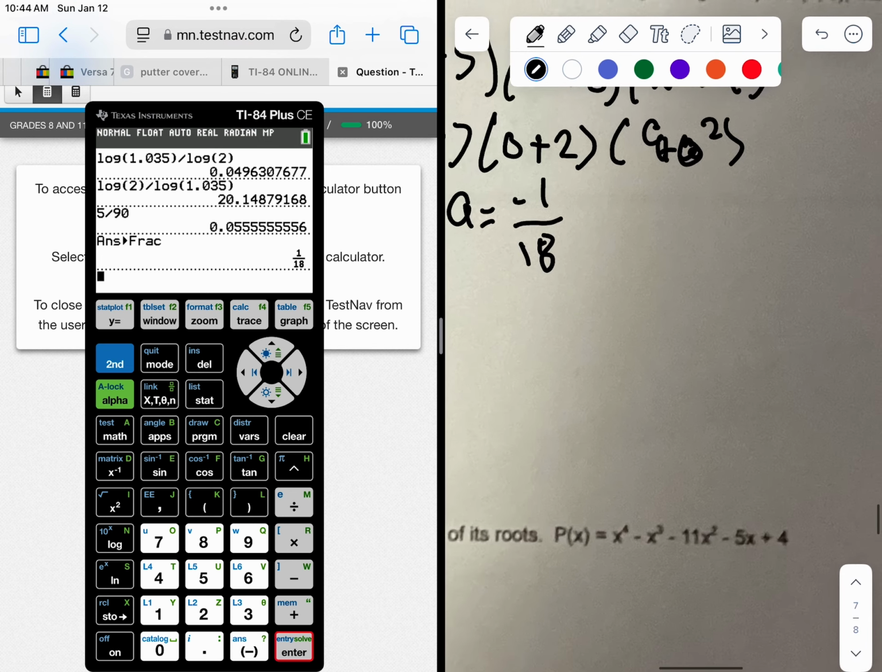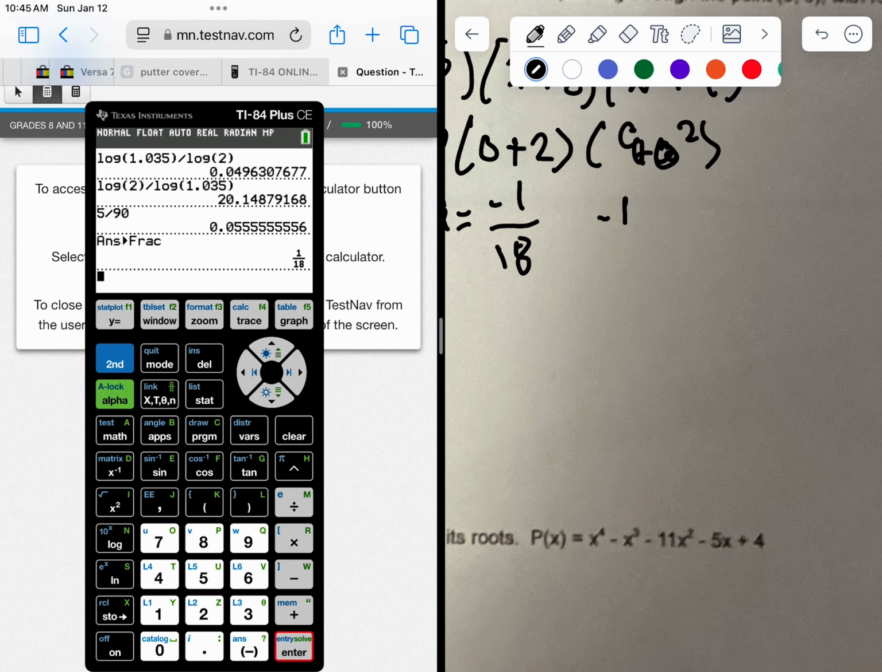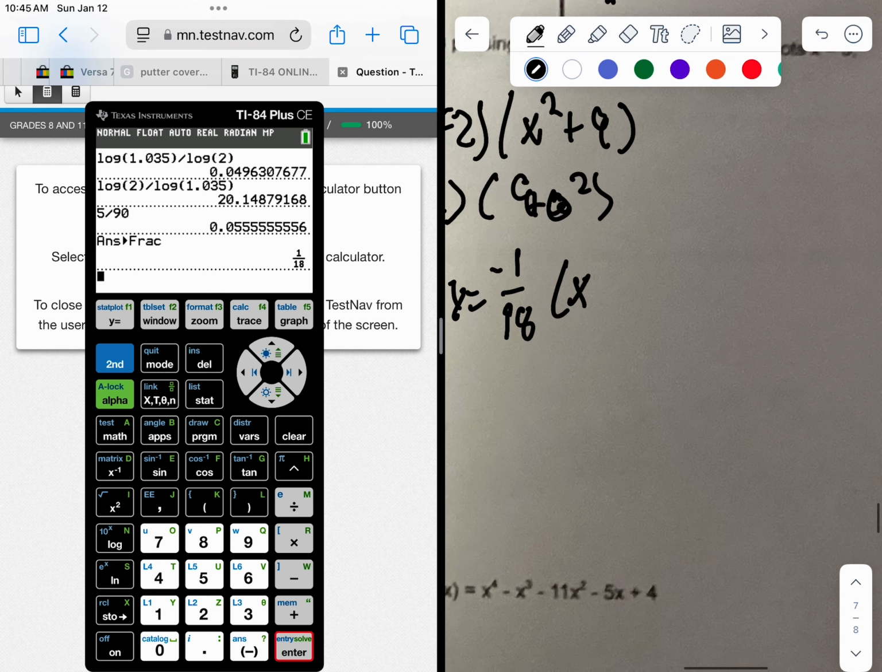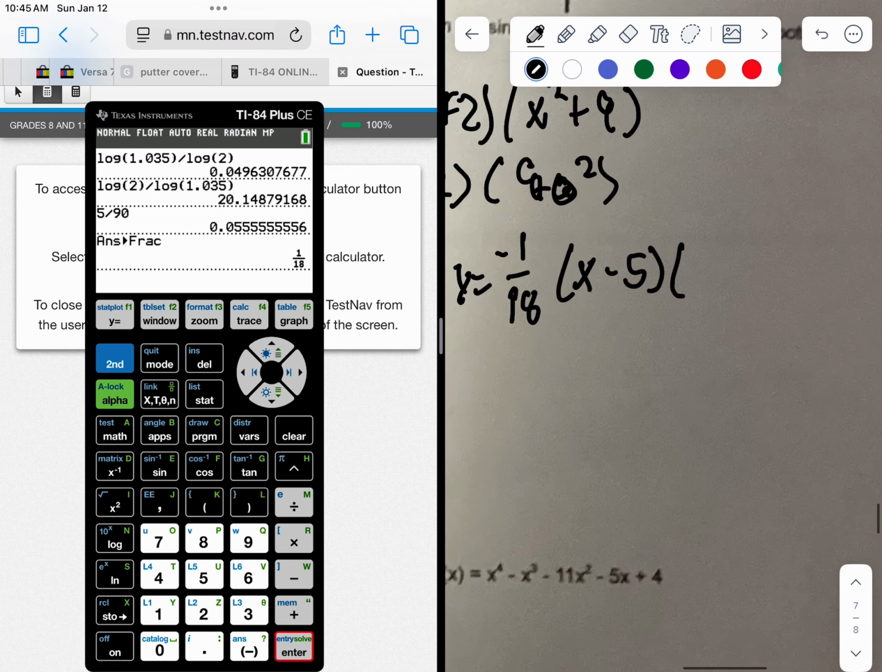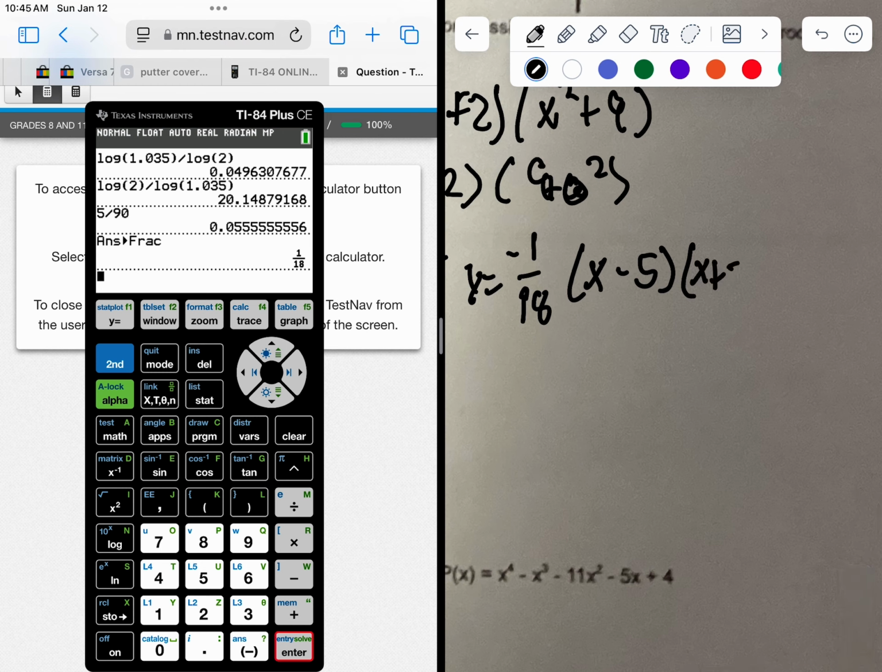So our equation is going to be y equals negative 1 over 18, x minus 5, x plus 2, times x squared plus 9.